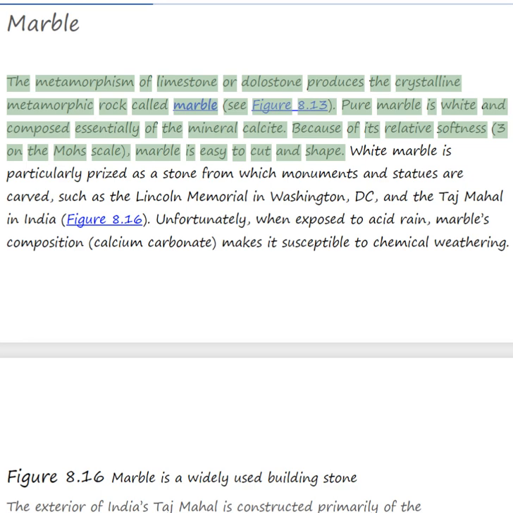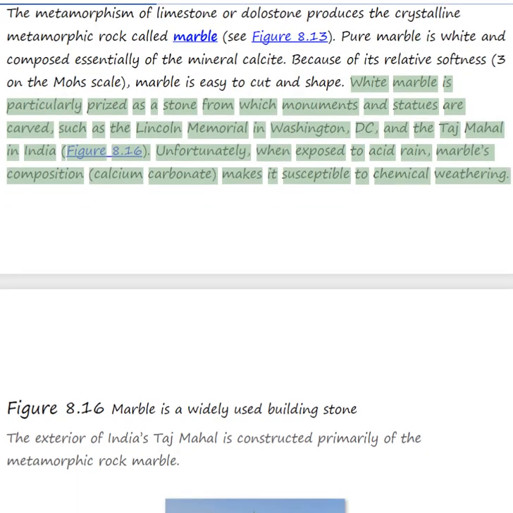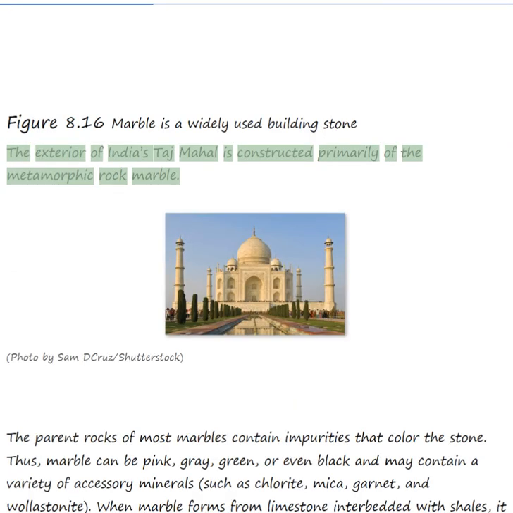Pure marble is white and composed essentially of the mineral calcite. Because of its relative softness, marble is easy to cut and shape. White marble is particularly prized as a stone from which monuments and statues are carved, such as the Lincoln Memorial in Washington, D.C., and the Taj Mahal in India. Unfortunately, when exposed to acid rain, marble's composition makes it susceptible to chemical weathering. The exterior of India's Taj Mahal is constructed primarily of the metamorphic rock marble.